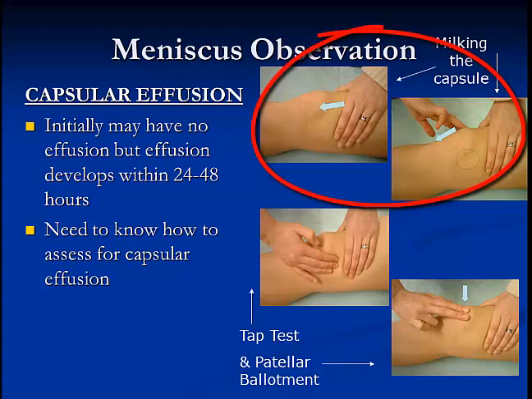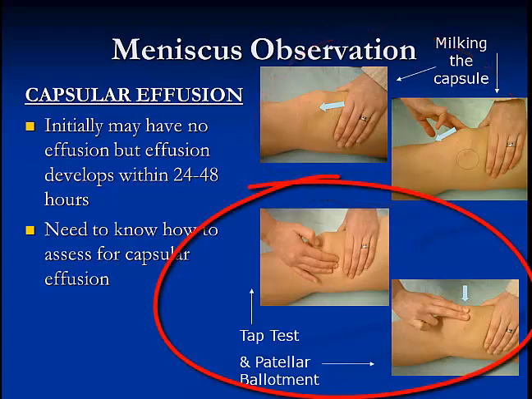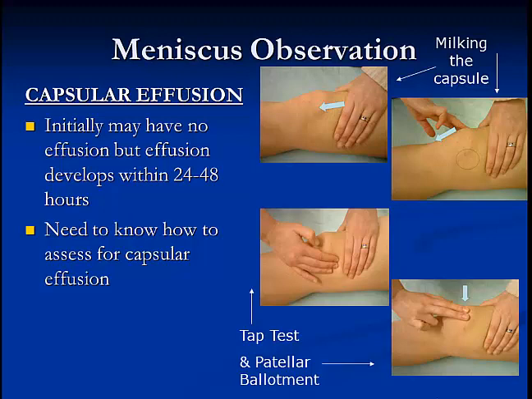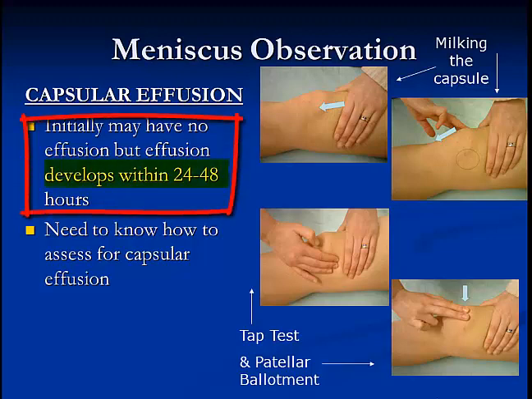And you're also going to perform a patellar ballottement test. And again, with the patellar ballottement test, you're feeling for that spongy end feel because there's fluid behind the patella. The patella is floating on the fluid in the capsule. As opposed to someone that does not have capsular swelling, the patella is going to hit right against the condyles of the femur. The key feature of meniscus is the capsular effusion develops within 24 to 48 hours.